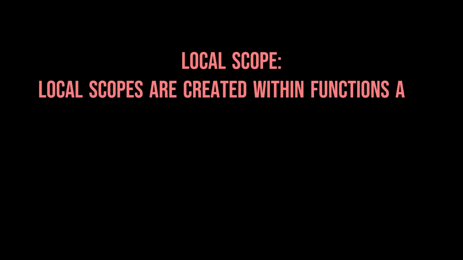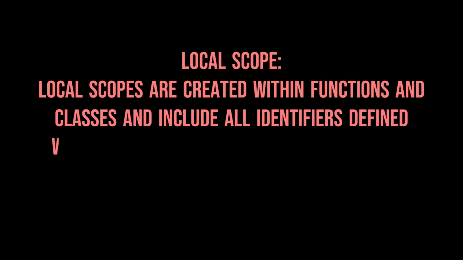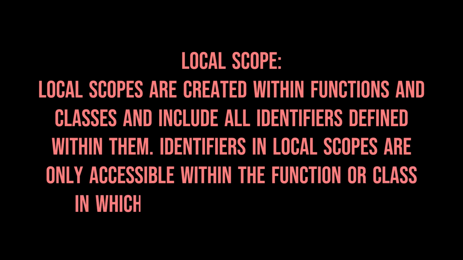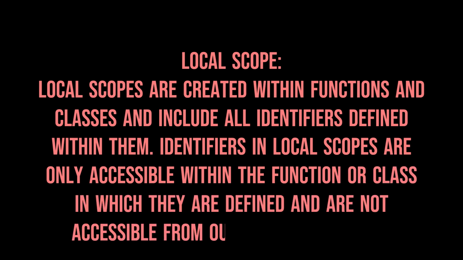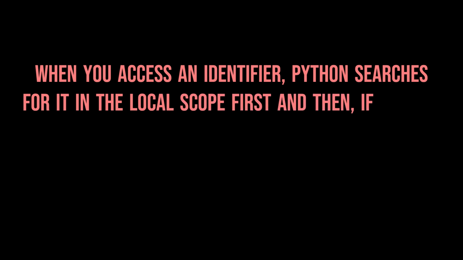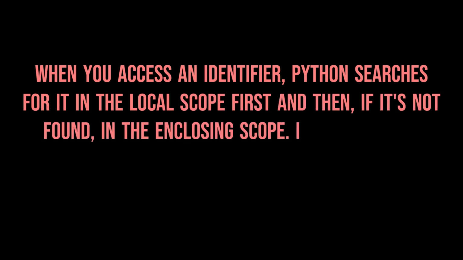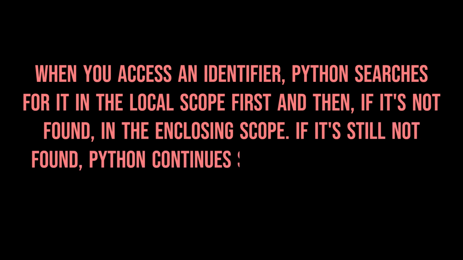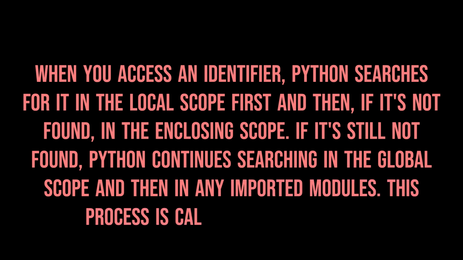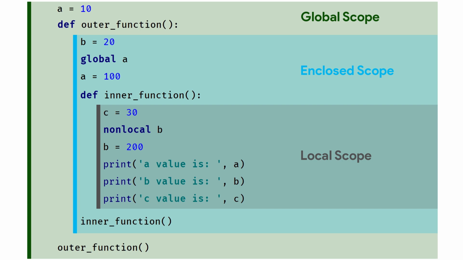Local scope. Local scopes are created within functions and classes and include all identifiers defined within them. Identifiers in local scopes are only accessible within the function or class in which they are defined and are not accessible from outside of that scope. When you access an identifier, Python searches for it in the local scope first and then, if it's not found, in the enclosing scope. If it's still not found, Python continues searching in the global scope and then in any imported modules. This process is called scope resolution. Here is an example of global scope and local scope in Python.